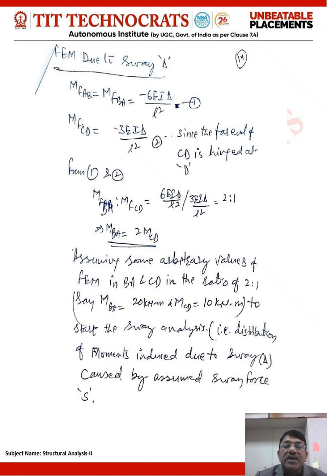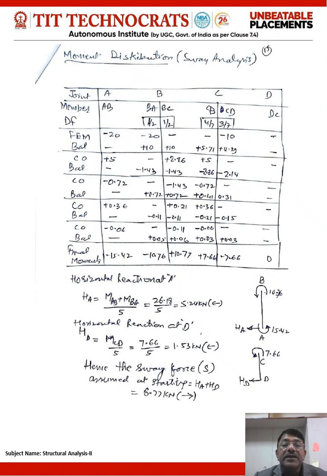Therefore the fixed end moment induced at C would be 3EIΔ upon L squared. The length of the column is the same in both cases. So assuming some arbitrary value of moment in the columns AB and CD in a ratio of 2:1 as computed here, we can go for the regular moment distribution for the sway analysis as shown here. I have assumed a value of 20 kilonewton meter in the column AB, and in the column CD it is 10. Notice that at D there will not be any bending moment, since the end D is a hinged end.